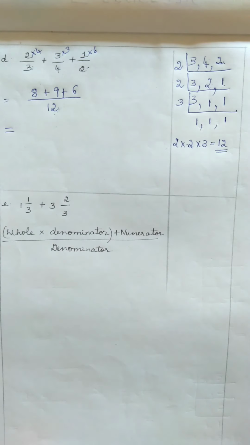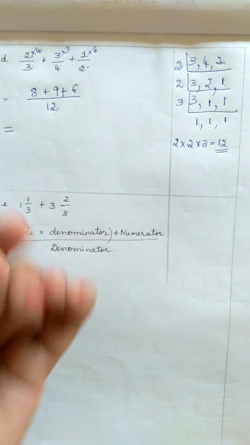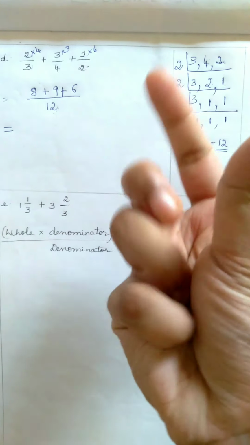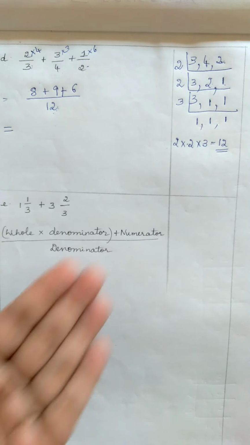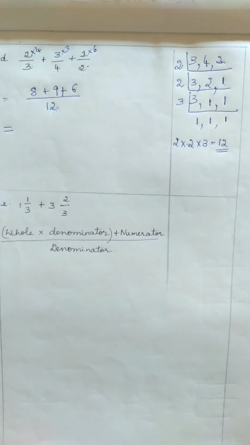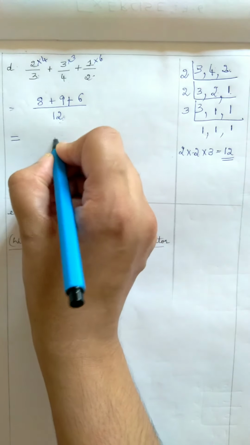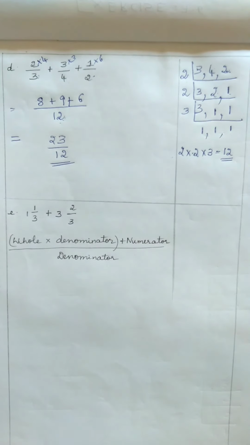When you add 8 plus 9 plus 6, so 8, 9, 10, 11, 12, 13, 14, 15, 16, 17. 17 plus 6. So 17, 18, 19, 20, 21, 22, 23. Therefore, the answer will be equal to 23 by 12.